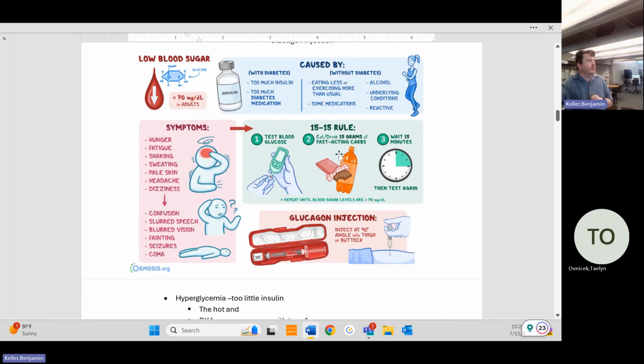So let's take a look at this table from Osmosis. Low blood sugar is going to be less than 70 in adults. Remember, 70 to 100 is kind of the normal. It's usually caused by too much insulin or too much diabetes medication. That's typically the problem if you have diabetes. If you don't have diabetes, it could be not eating as much, exercising more, drinking too much, or underlying conditions or medications that can cause that.